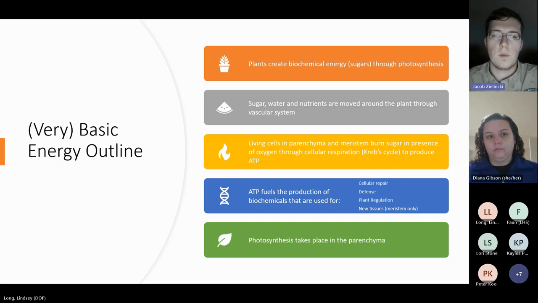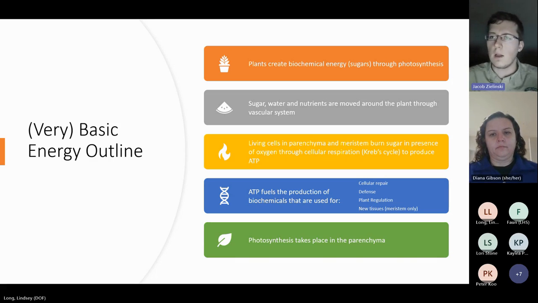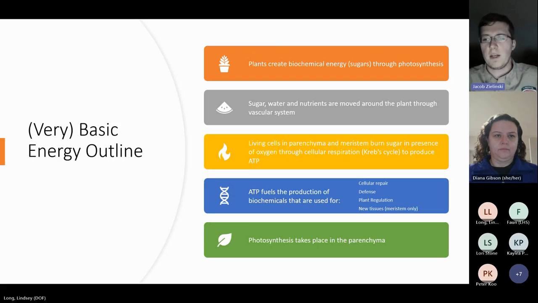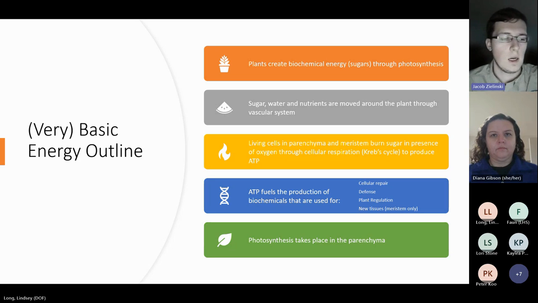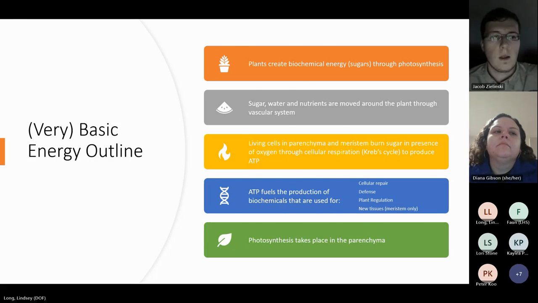Then we go into the blue part here, and the ATP fuels the production of defense chemicals. In a pine, for example, you have all this sap and those smelly chemicals. If you know that pine smell, some of those are defense chemicals. So you make these new tissues and defense chemicals, and you're also repairing old cells. Then photosynthesis takes place in the parenchyma. That green vascular tissue underneath the bark can actually do a little bit of photosynthesis. We'll move on to the next slide.